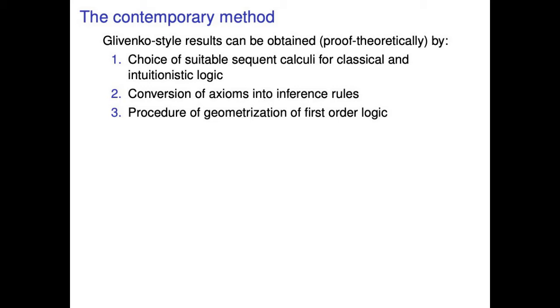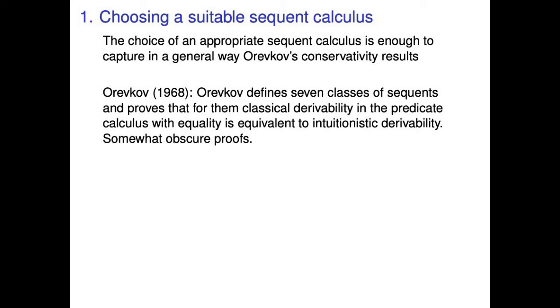So the first thing, the choice of a suitable sequent calculus. I will show you how, by a choice of a suitable sequent calculus, one can capture in a general way the conservativity results by Orevkov, who published a paper in '68 where he defined seven classes of sequents, and he proved that for these classes, classical derivability entails intuitionistic derivability. This was developed within a sequent calculus with equality. The proofs are quite difficult to understand because they use a normal form of derivations and a lot of permutation arguments.